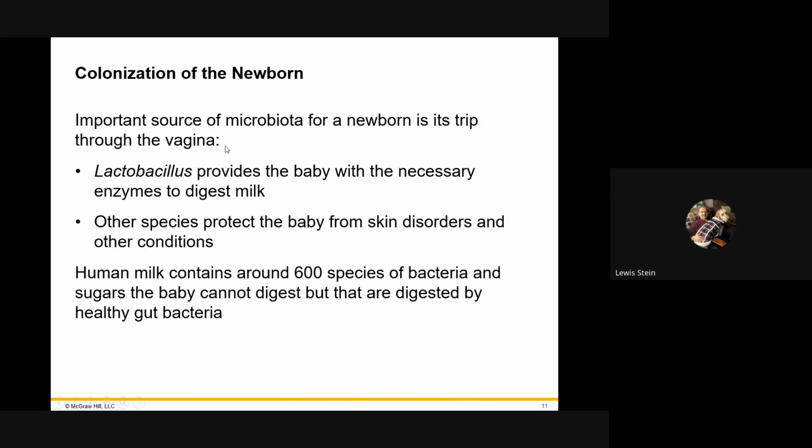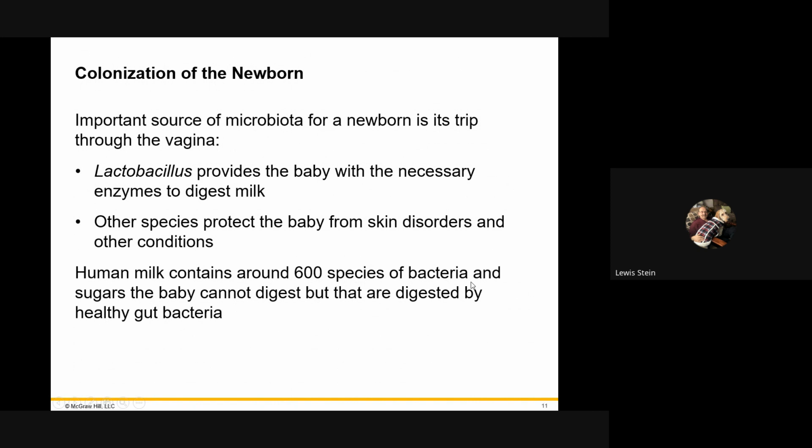So a lot of the normal microbes are picked up through the vaginal birth process. Lactobacillus is really important. That's a big player vaginally. It's extraordinarily important over time. It's the single most important one for females during the childbearing years for protection, by far and away.